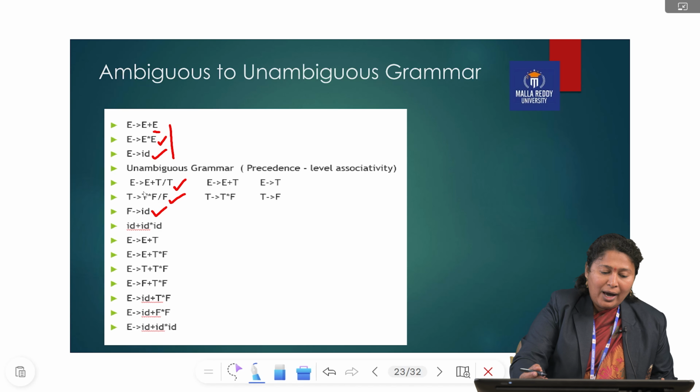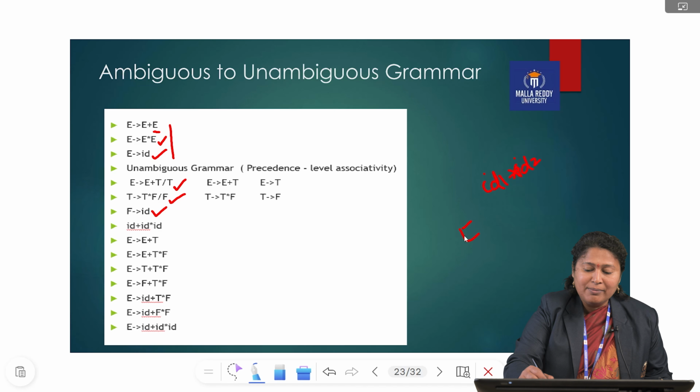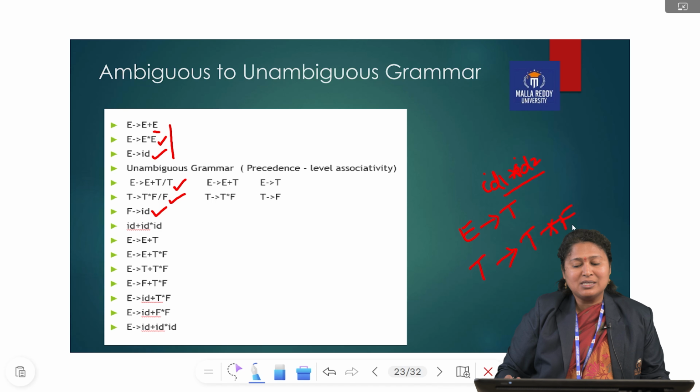So here if I have ID cross ID1 cross ID2, something like this. So the start symbol is E only, but I should directly go to this one. So how will I go? E tends to T I will go in the given grammar, and T tends to T cross F I will go, and T should be replaced by ID and also F should be replaced by ID.